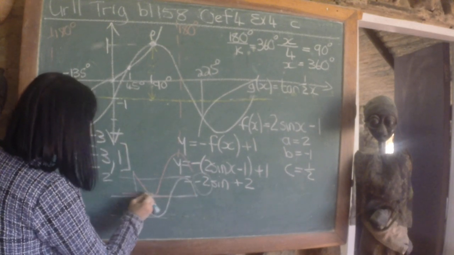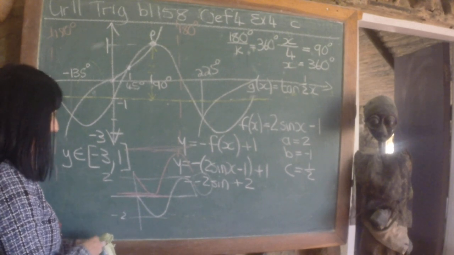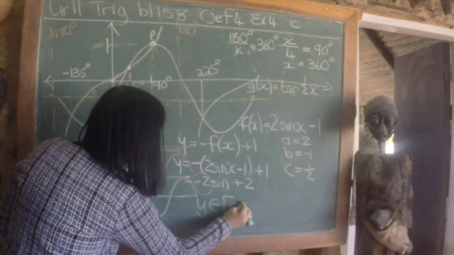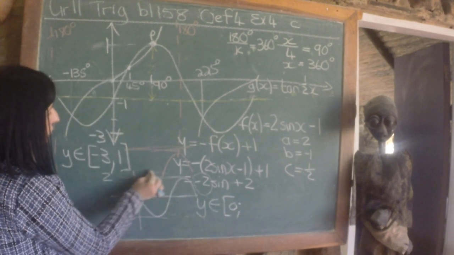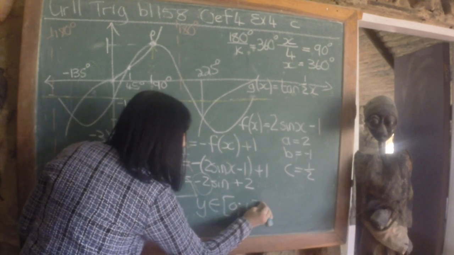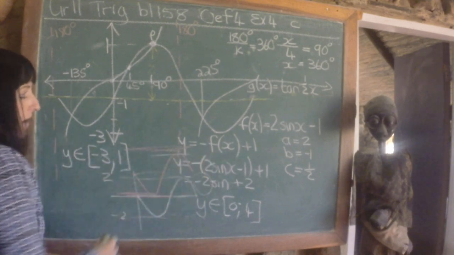So wat is die nuwe waardeversameling dan nou? Die nuwe waardeversameling gaan wees, waar y begin op 0, en dan gaan hy 2 op en nog 2 op, so hy eindig daarbo by 4. That's my range if I change my fx that way.